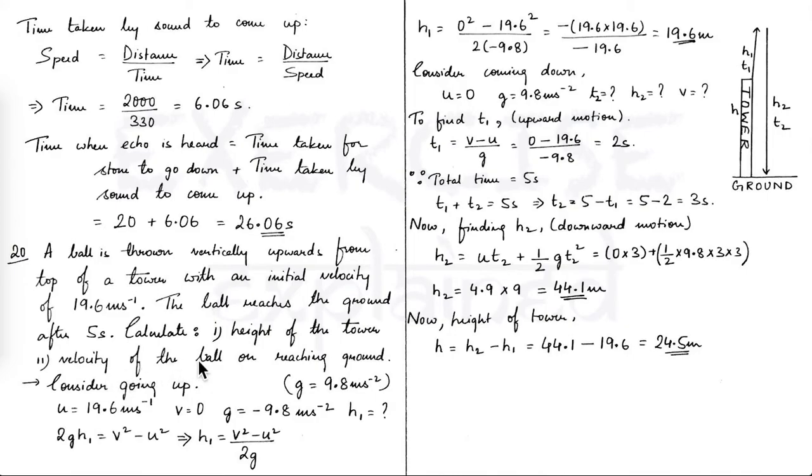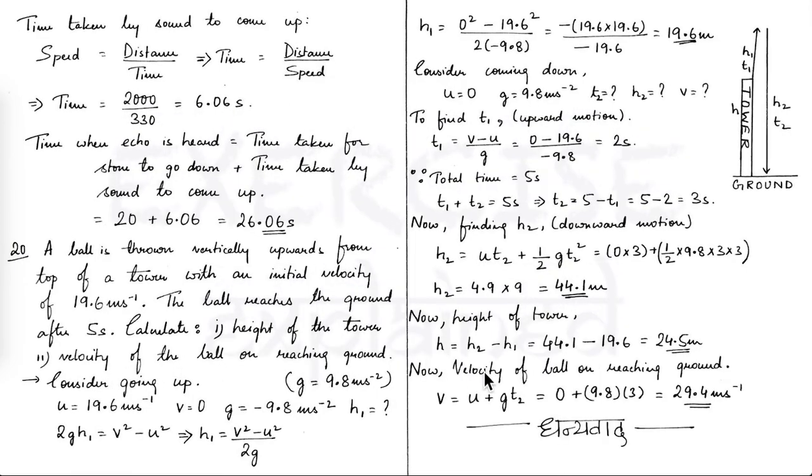Now we need to find the velocity of the ball on reaching the ground. So we can use v is equal to u plus gt. In place of t, we will write t2. I substitute the values. u is going to be 0 because it is falling down, plus g is going to be plus 9.8 since it is coming downwards, and t2 is going to be 3. So 9.8 into 3 gives us 29.4 meter per second. So the velocity with which it will hit the ground is 29.4 meter per second.